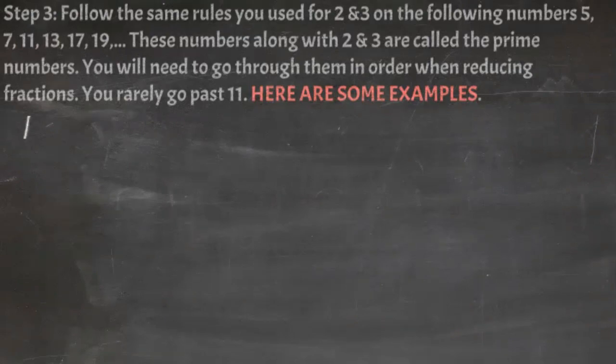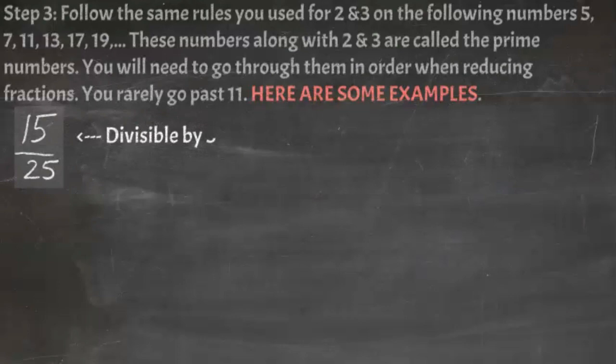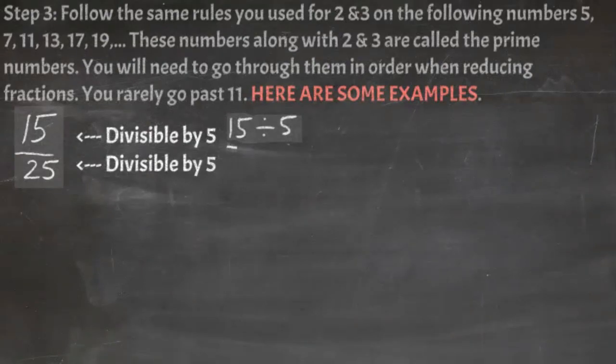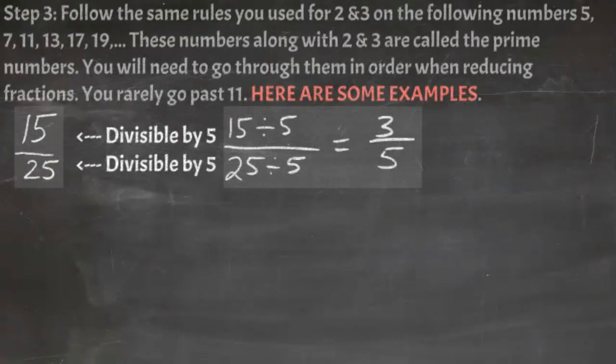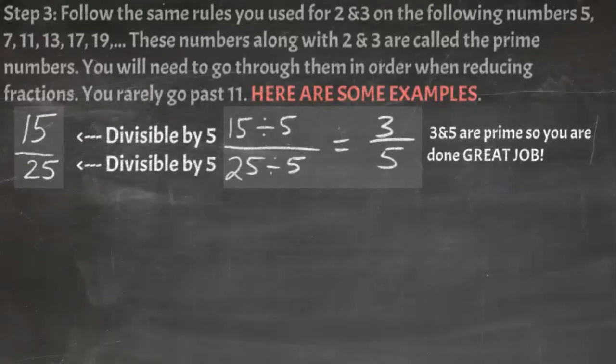Here are some examples. Write down 15 over 25. Since they both end in 5, I know automatically they are divisible by 5. So I'm going to just go ahead and do that. That's a good hint to know. If they both end in 5 or 0, they're divisible by 5. So I write down 15 divided by 5 and 25 divided by 5. And that's equal to 3 over 5. Since both of those numbers are prime, you're done. Great job.